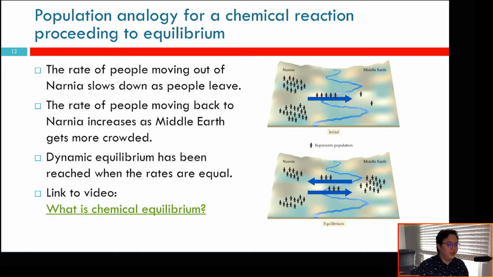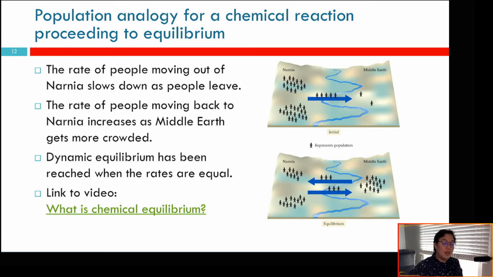So let's use this example. We have Narnia and Middle-earth, and they're separated by this river. Narnia, in our first frame here, is pretty crowded. Some people like a crowded space, some people don't. So those people who don't like that crowded space are going to say, there's too many people in Narnia, look at Middle-earth. I can go over to Middle-earth, I get a nice large plot of land, I can maybe start a farm, I can have all the space that I want. So people start moving from Narnia to Middle-earth because they want to find more space.